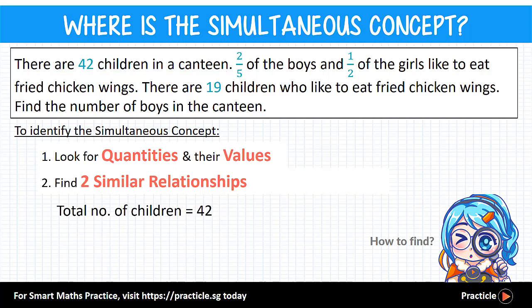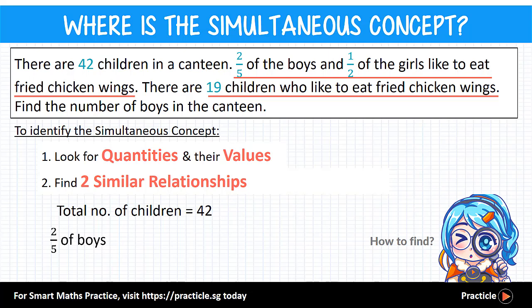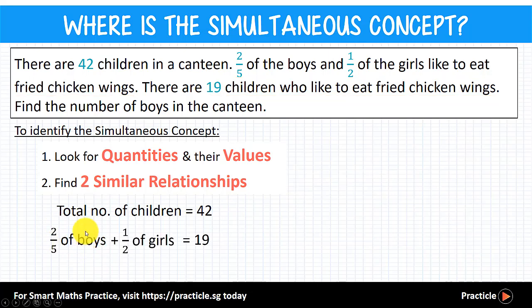Then moving on, 2/5 of the boys and half of the girls like to eat fried chicken wings. Do we know how many children is that? Yes, we do. 19 children happens to like that. So let's write what we know again. 2/5 of the boys and half of the girls would be 19. So far so good? Remember we mentioned earlier on that we should have two relationships that must follow the same sentence structure. So what's so special about this statement over here? It links the fraction of boys and the fractions of girls to the number of children. So that's our first relationship.